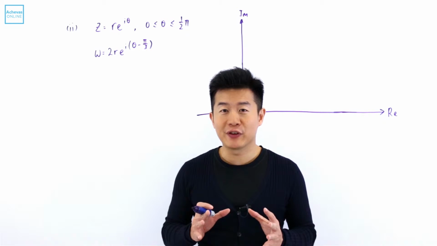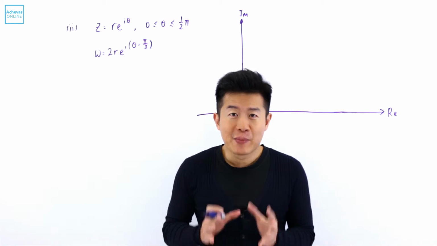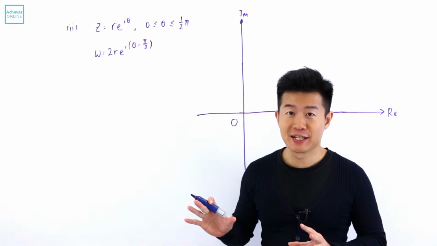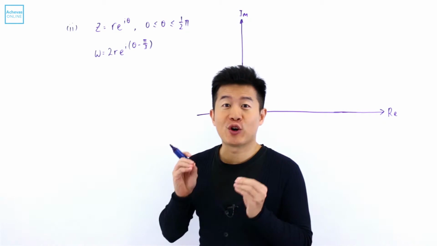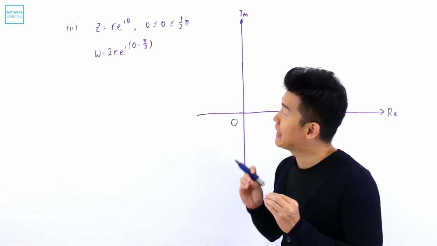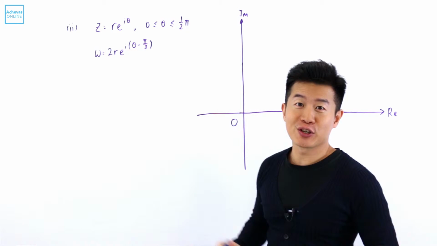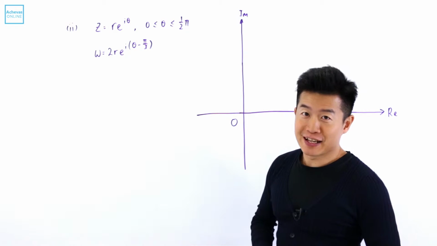With part 2 that we have here, it is a loci question, but yet it is not like any of the standard locus that we have drawn previously. What we are supposed to do is, on the spot, interpret, analyze and sketch the locus of Z and then the locus of W. Let's take a look at Z first.